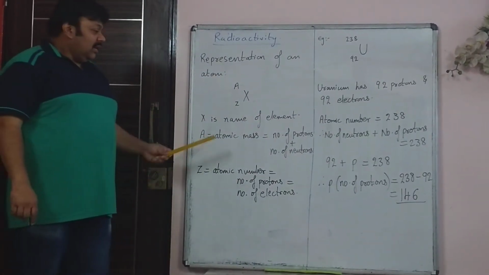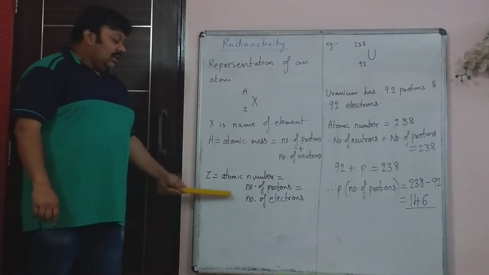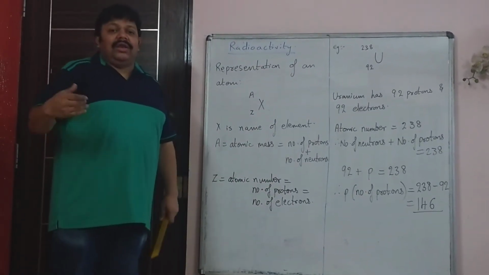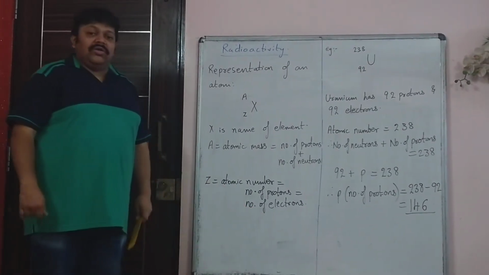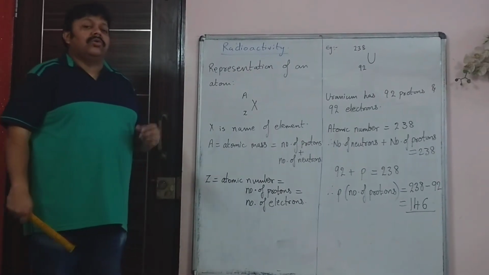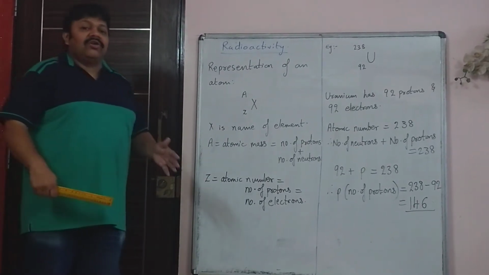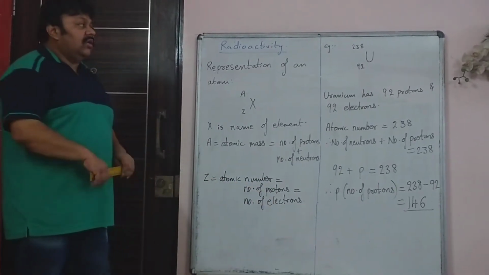Now A is the number of protons plus neutrons and Z is only the number of protons, and any atom will have the number of electrons equal to the number of protons because an atom is electrically neutral. It has no charge. That is because the number of protons and electrons is equal.